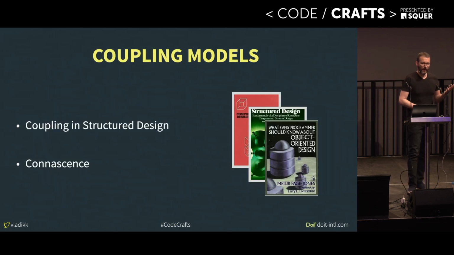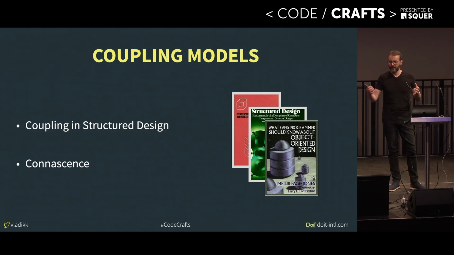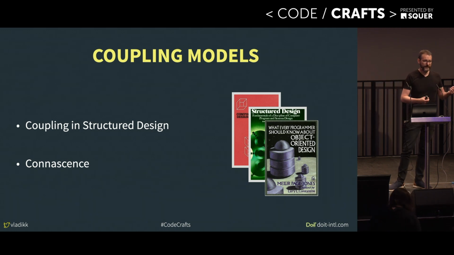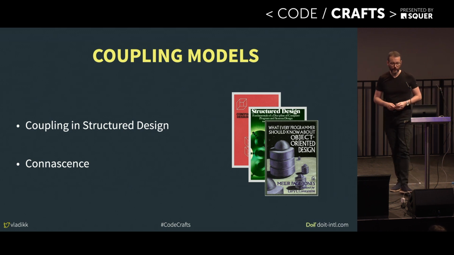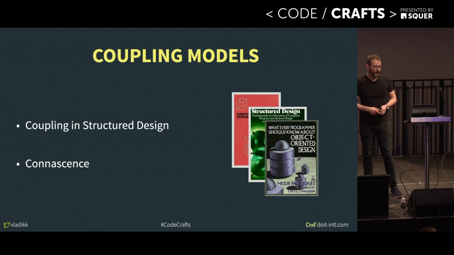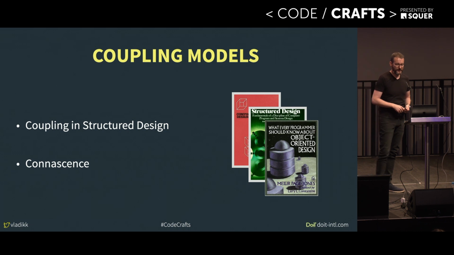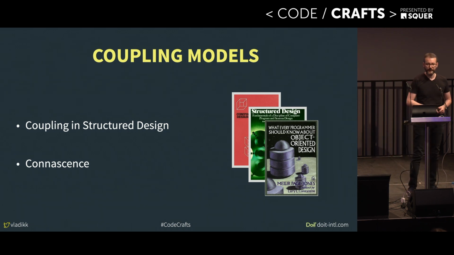Strength is the most obvious effect of coupling. It's like a gravitational force that pulls components together, meaning that if the strength of a connection is high, then the probability of cascading change between these components is high as well. Now, as our industry evolved, a number of models were introduced to evaluate the strength of a connection, namely coupling in structured design and a model called Khononov.